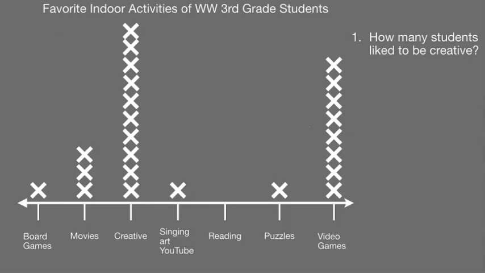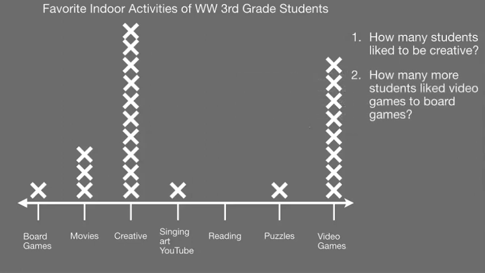So let's see. Our first question says, how many students liked to be creative? So I would find the creative section, and I'm just going to count my X's, or they're kind of like tallies. So count my X's, 1, 2, 3, 4, 5, 6, 7, 8, 9, and 10. So 10 students liked being creative.